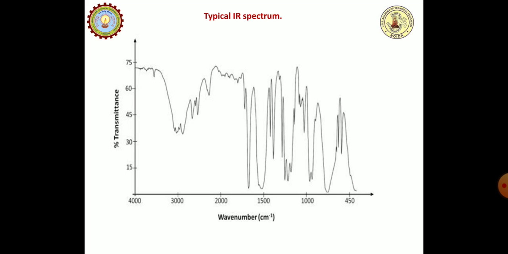And also the plot of percentage absorbance against wave number is also known as an IR spectrum. In that, the x-axis is wave number, centimeter inverse. The infrared spectroscopic range is in between 4000 centimeter inverse to 400 centimeter inverse wave number.